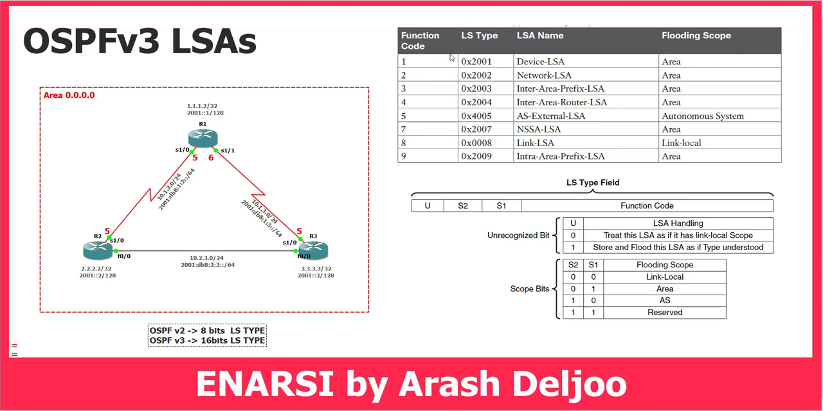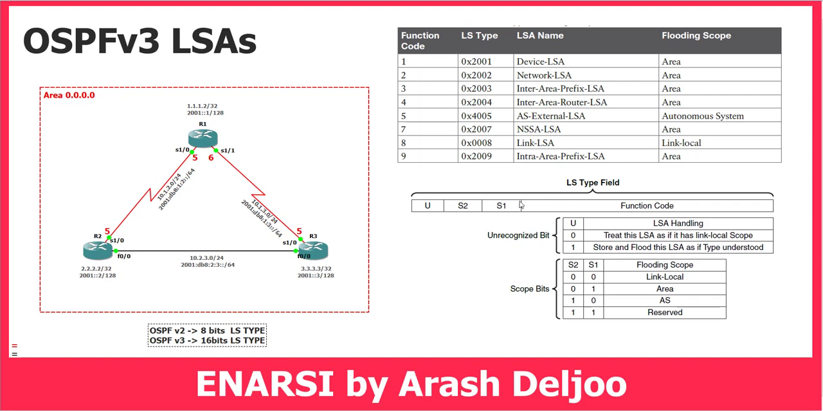The name of the type 1 is router LSA or device LSA. In most cases we say router LSA, but here you can see the other name, device LSA. Network LSA, Inter-Area-Prefix LSA, Inter-Area-Router LSA, AS External LSA, NSSA LSA, Link LSA, and Intra-Area-Prefix LSA.